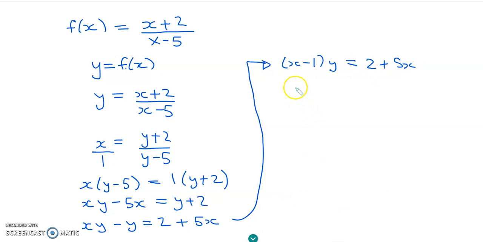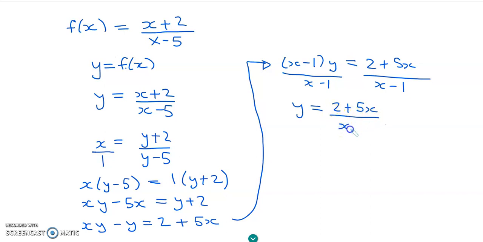Now we're going to solve for y. So how do you solve for y? Well, we divide both sides by x minus 1. If you divide x minus 1 on the left hand side, you must also divide by x minus 1 on the right hand side. And so the x minus 1 cancels out with the x minus 1 here. And so what we get is y equals 2 plus 5x over x minus 1.